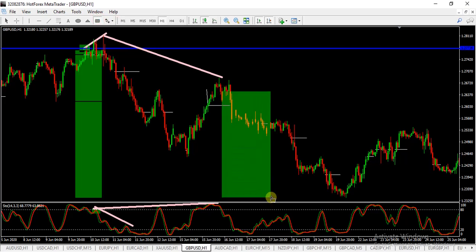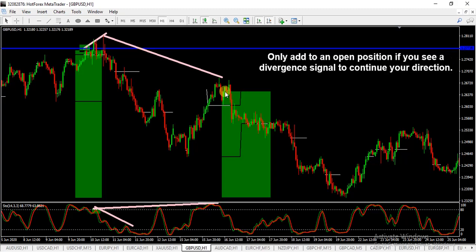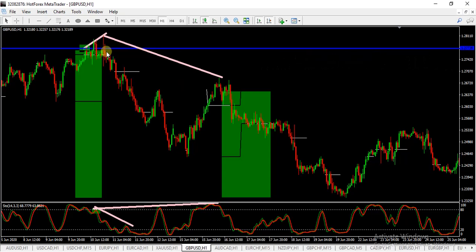So now you have 2 positions open. First, you took it from the very beginning up here. Secondly, you got another divergence. I repeat, only add to a trade if you see another divergence signal. That is the only time you should add to this particular trade.